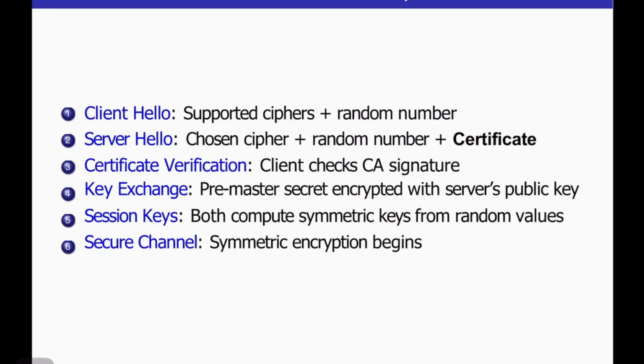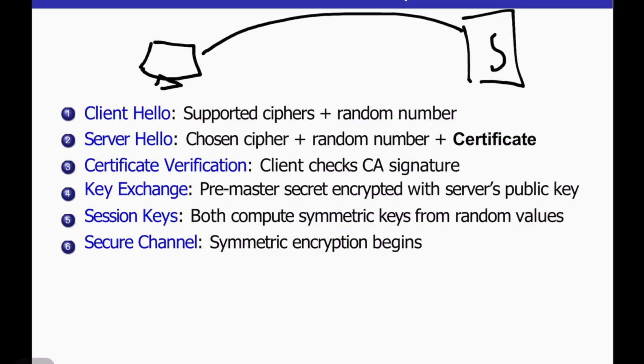So this is how it actually goes. The client will send a hello message. So then he adds the supported ciphers, the ciphers that the client supports. The client will send a hello message to the server, and he asks, hello server, this is the kind of encryption that I support, and he sends a random number.